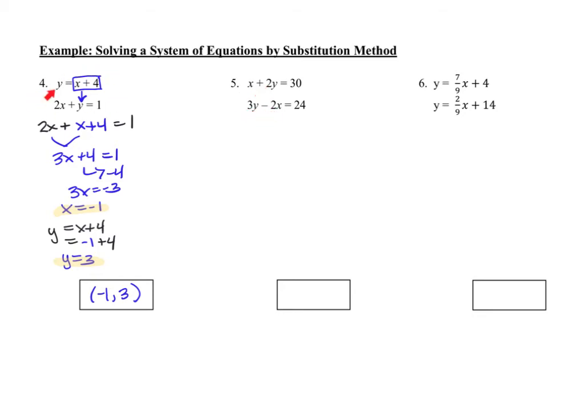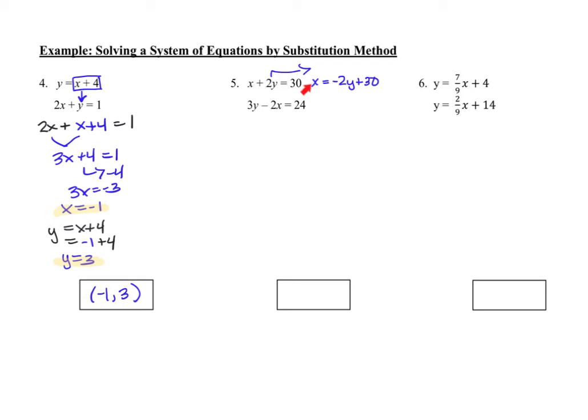Whereas in number 4, this one said y equals, so it was really easy to substitute this expression in for the y. In number 5, I do have a variable term that does not have a coefficient. So this equation would be the easiest to rearrange. So my equation says x equals, and that will allow me to substitute in for x and solve for y. So let's go ahead and move this 2y over. That will give me x is equal to -2y plus 30.